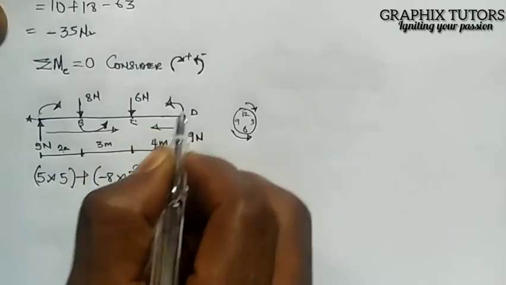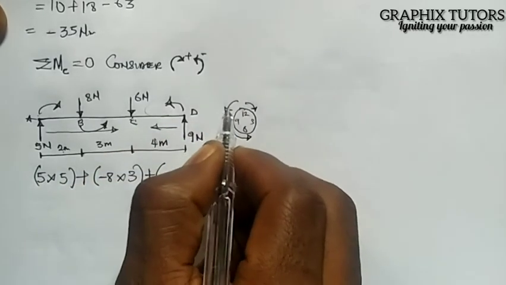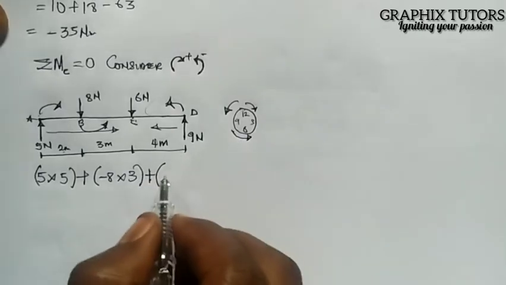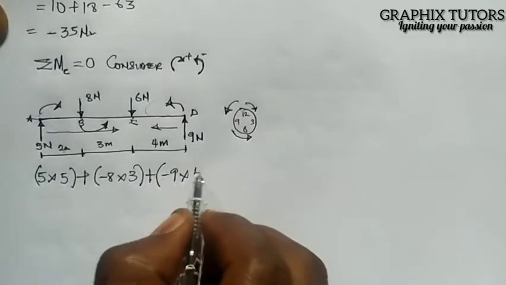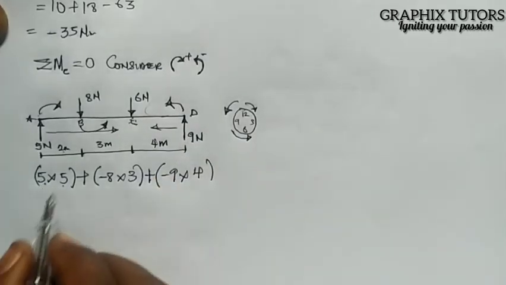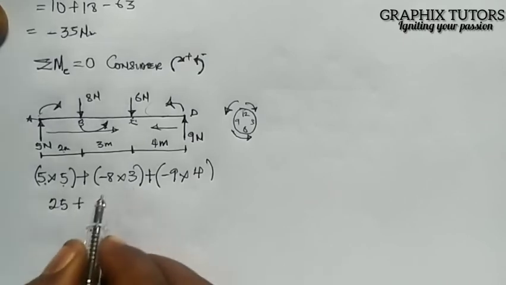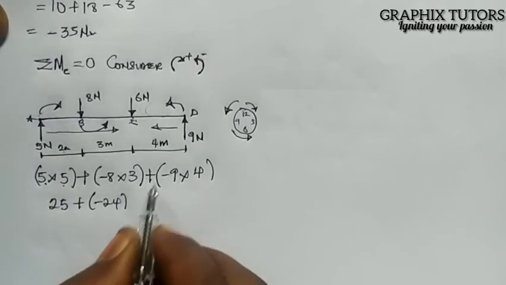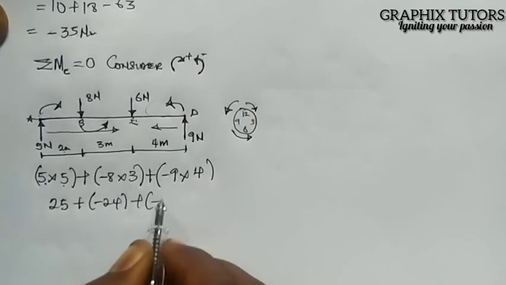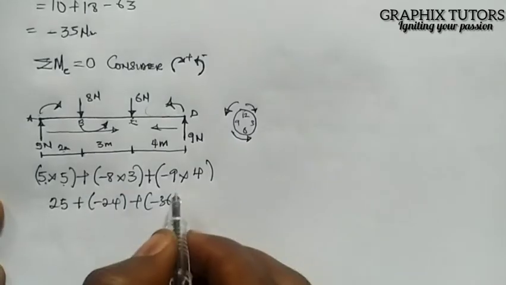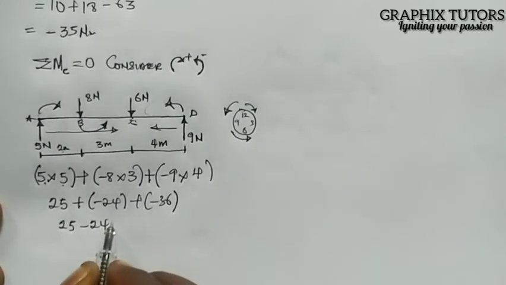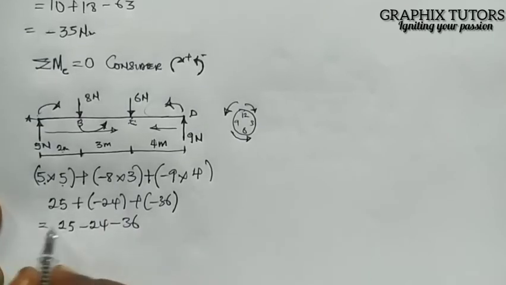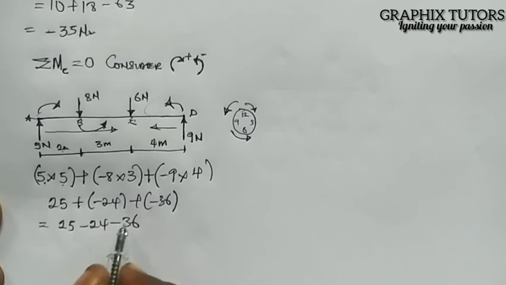9 at point D is coming like this, and that is negative. So I'll have minus 9 times the distance of D to C, and that is 4. So from here, 5 times 5 is 25, plus 8 times 3 is minus 24, plus 4 times 9, which is minus 36. So we have 25 minus 24 minus 36. 25 minus 24 is 1, and 1 minus 36 gives you minus 35 Newton meter.